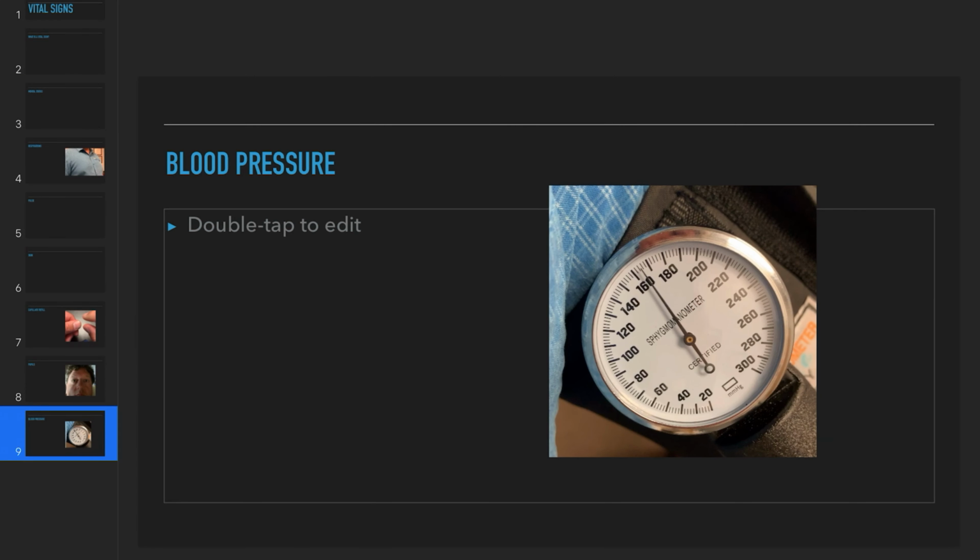So again, there's multiple vital signs that we can be taking. Hopefully, this is just a quick overview of the components of vital signs, and I hope you find it useful.